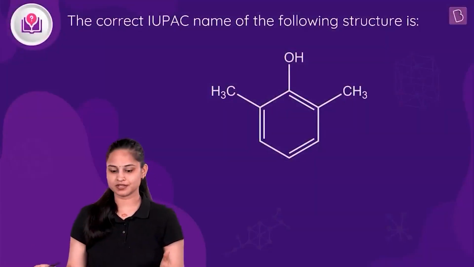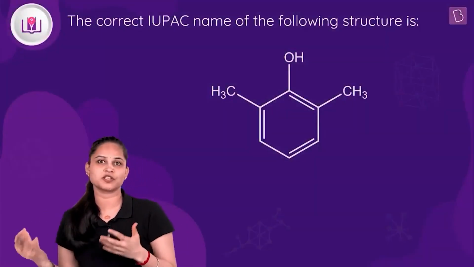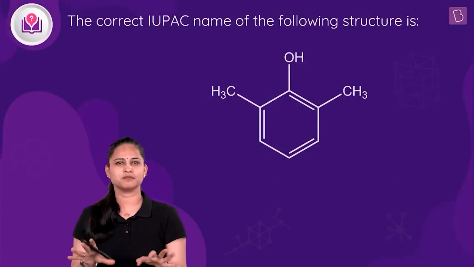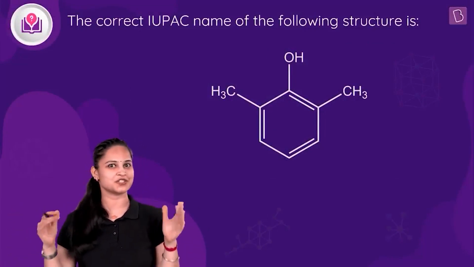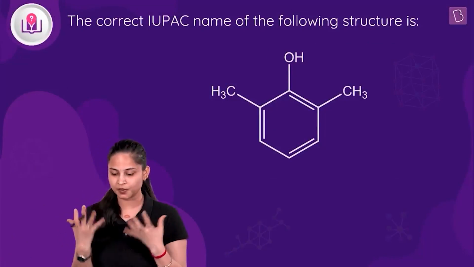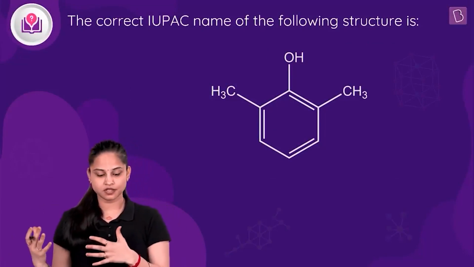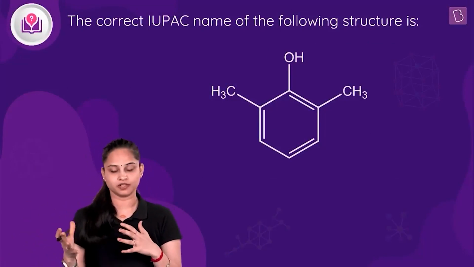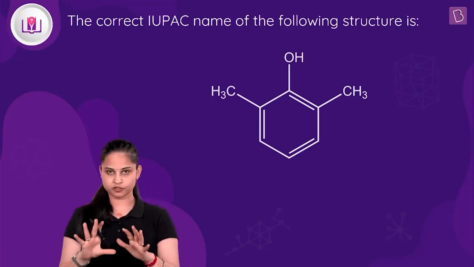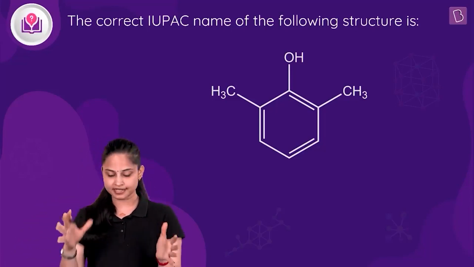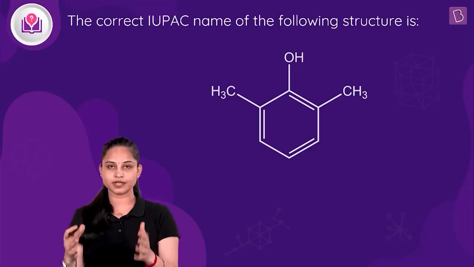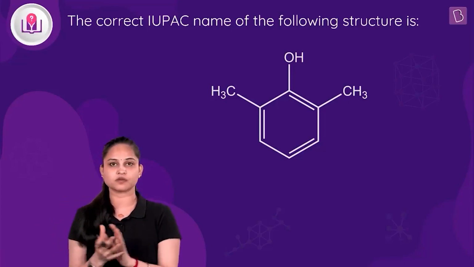The question over here is: the correct IUPAC name of the following structure is. Very simple, easy peasy, lemon squeezy question. Why so? Because it's a very simple compound given to us to name for IUPAC nomenclature. So basically, first of all, without seeing the options, let's actually write the correct IUPAC name of this particular structure.